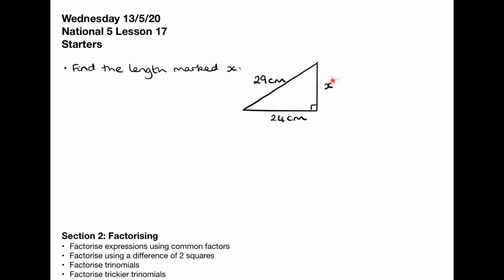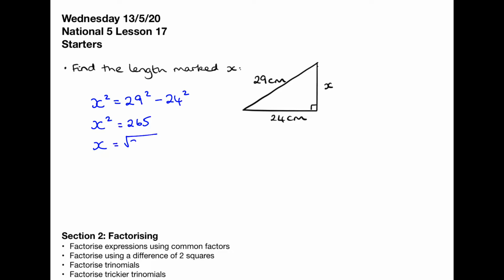And remember, because x is one of the shorter sides, when we write down the formula, it's going to be x squared equals 29 squared minus 24 squared. And remember that the thing that goes here has to be the hypotenuse. Okay, so we've got x squared equals, and if we just work out 29 squared, take away 24 squared, we don't need to work them out separately. That's 265. So that's x squared.